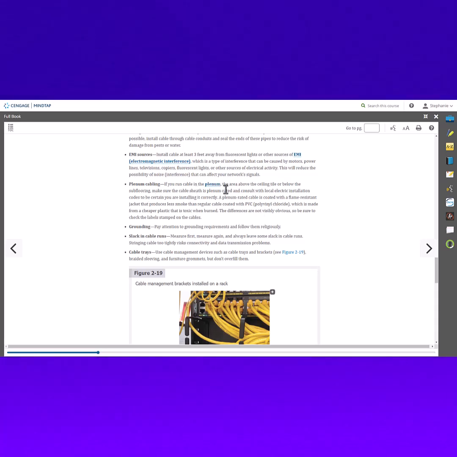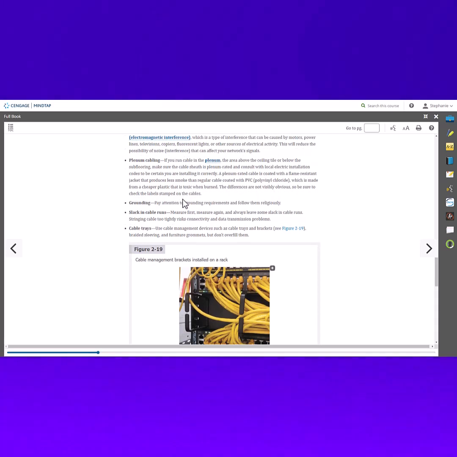Anytime you're in the building, so anytime it's above ceiling tile or in the subfloor, you want to make sure it's plenum rated, it's fire rated. There are certain codes that you want to follow on top of the EIA, TIA. So you want to make sure that we've got the fire rated cable. It's actually coated with PVC, but it produces less smoke than regular cable that's coated with PVC, and it's not as toxic when it burns. But you want to be careful.